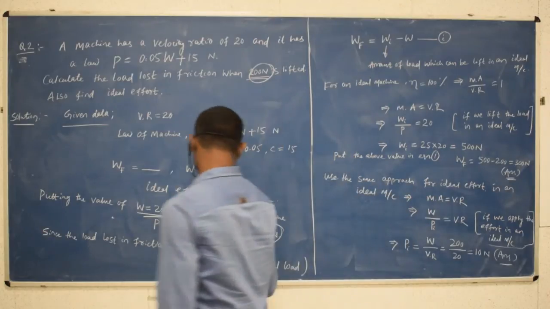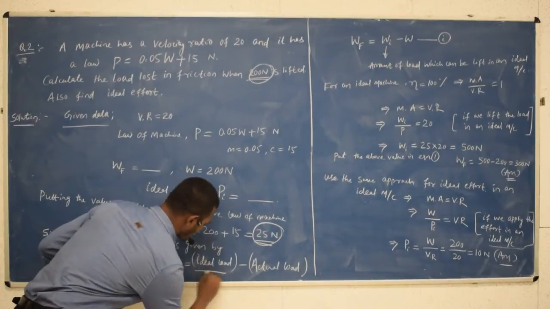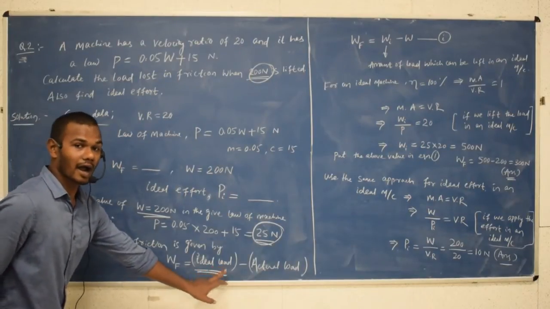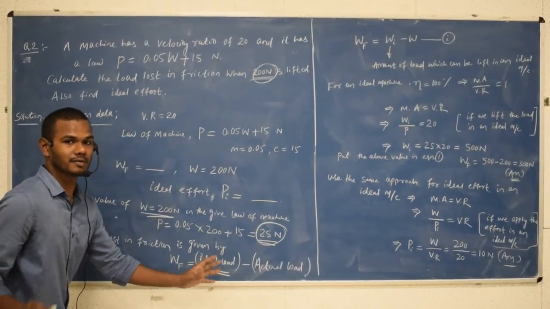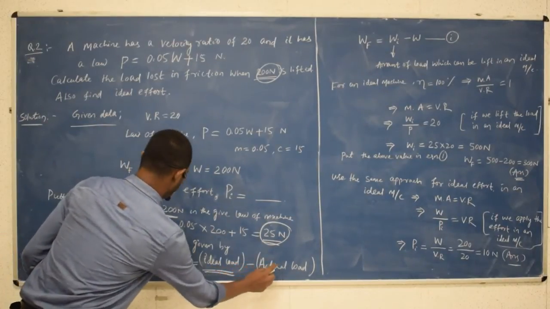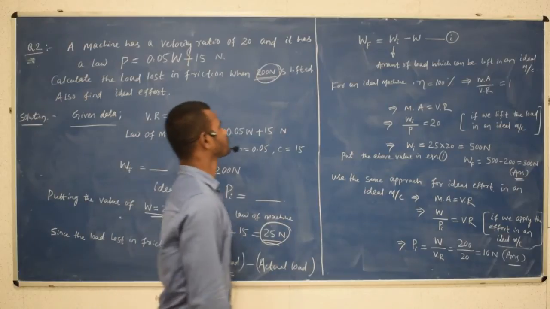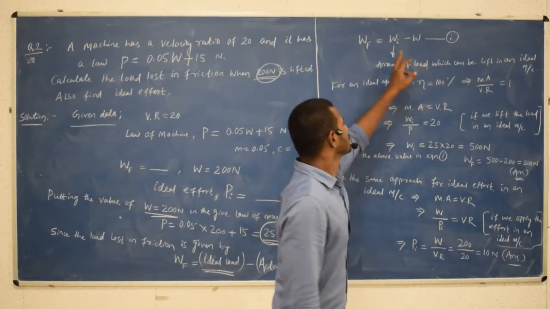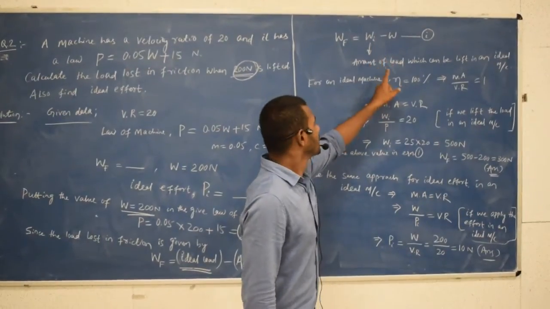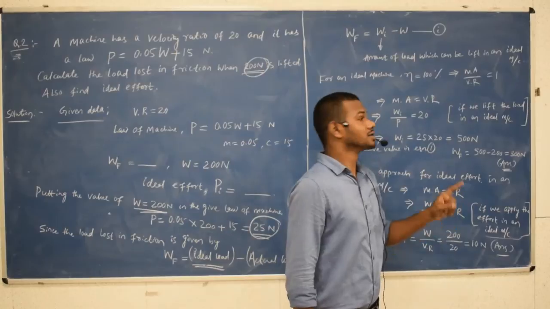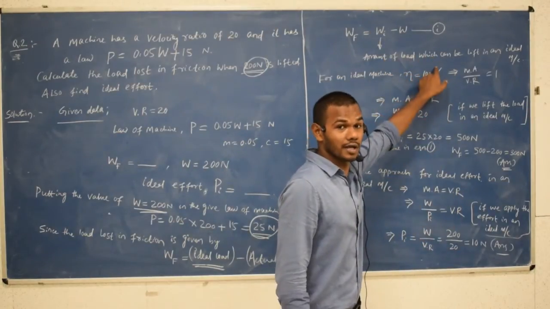This ideal load comes in an ideal machine, where there is no friction. So WF equal to ideal load minus actual load. WF equal to WI minus W. This WI represents the amount of load which can be lifted in an ideal machine. Remember, in an ideal machine, not in an actual machine.